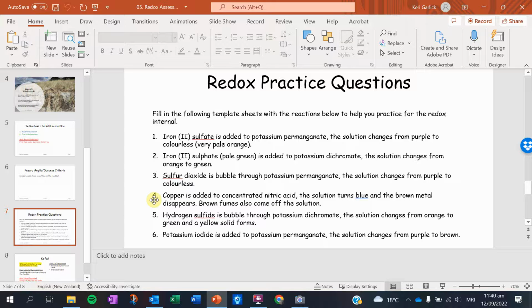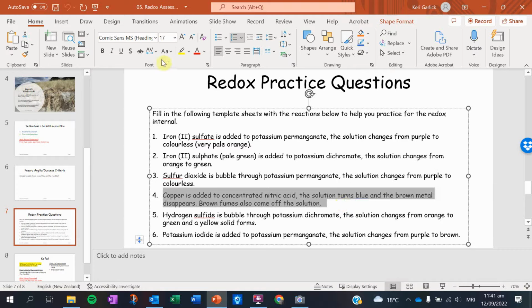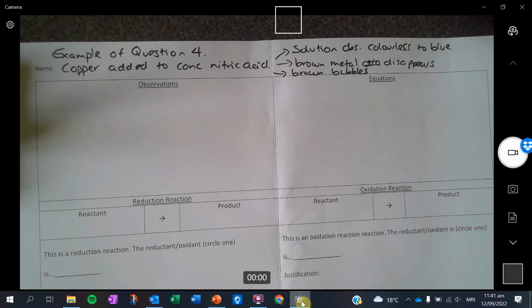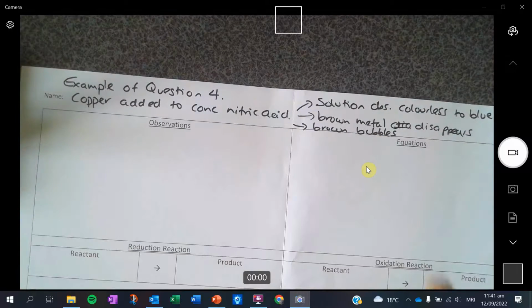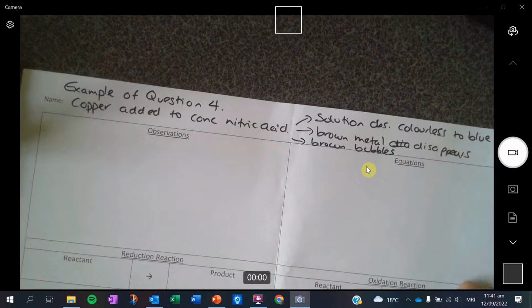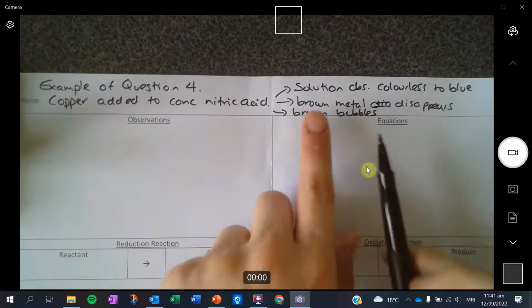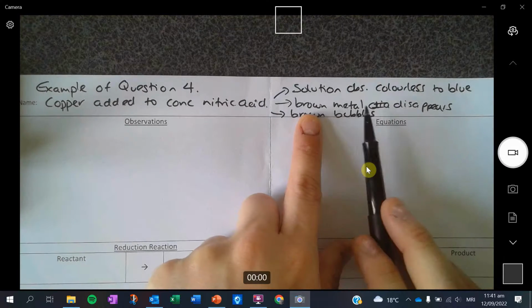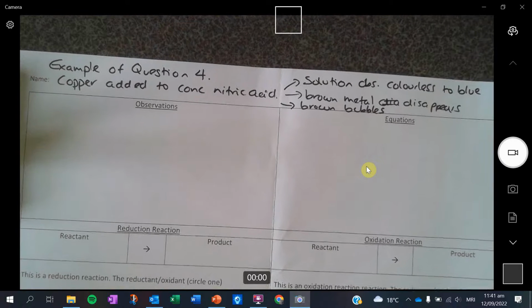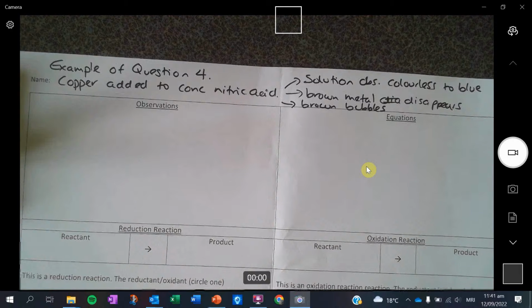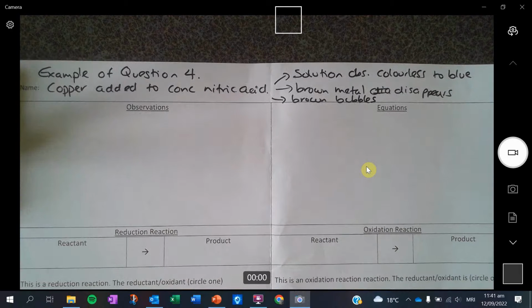Are we okay with that so far? I'm going to switch over to the document camera because I have it copied down there. It's the same thing, I just wrote it shorthand. Copper is added to concentrated nitric acid. The solution is going from colorless to blue. My brown metal is disappearing, and then I have brown bubbles forming. Are we okay so far? Yes. All right.